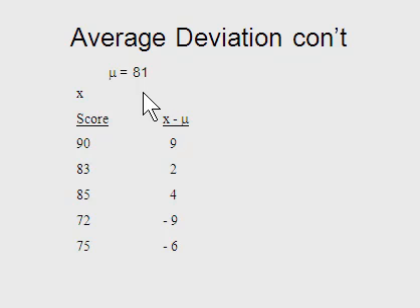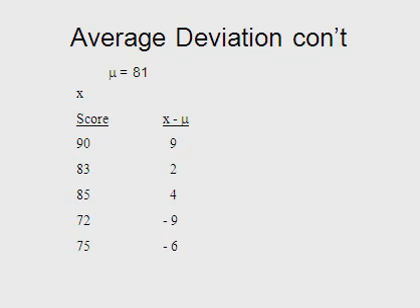As you can imagine, with the average deviation, what we're going to do is figure out, on the average, how far each value is away from the mean. So if we take 90 minus 81, we get 9. 83 minus 81, we get 2. 85 minus 81, 4. Negative 9, negative 6. With the average deviation, we're going to add up these values and divide by the number of items. Pause the video here and see if you see a potential problem.